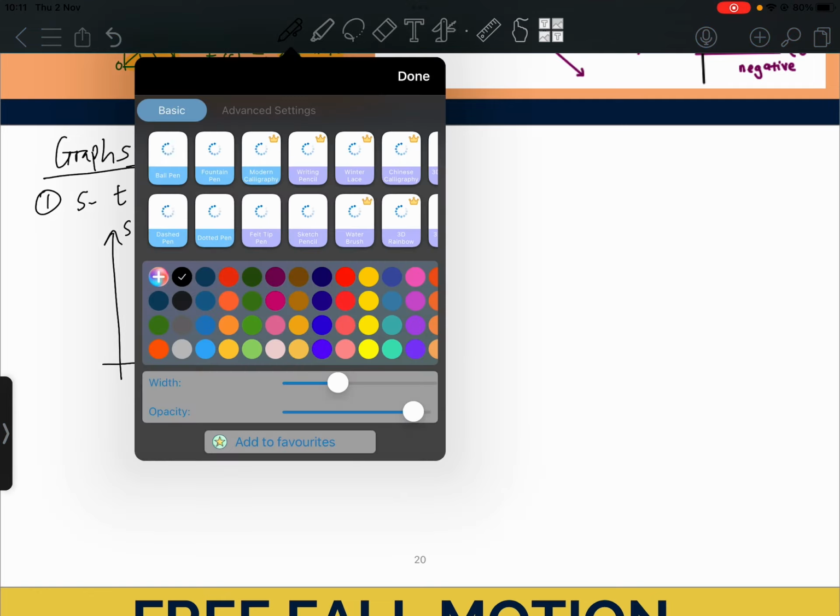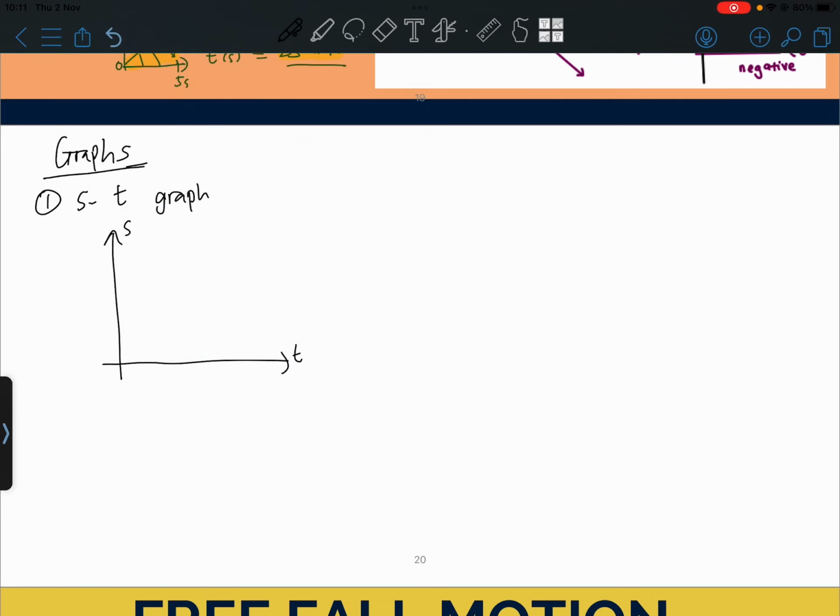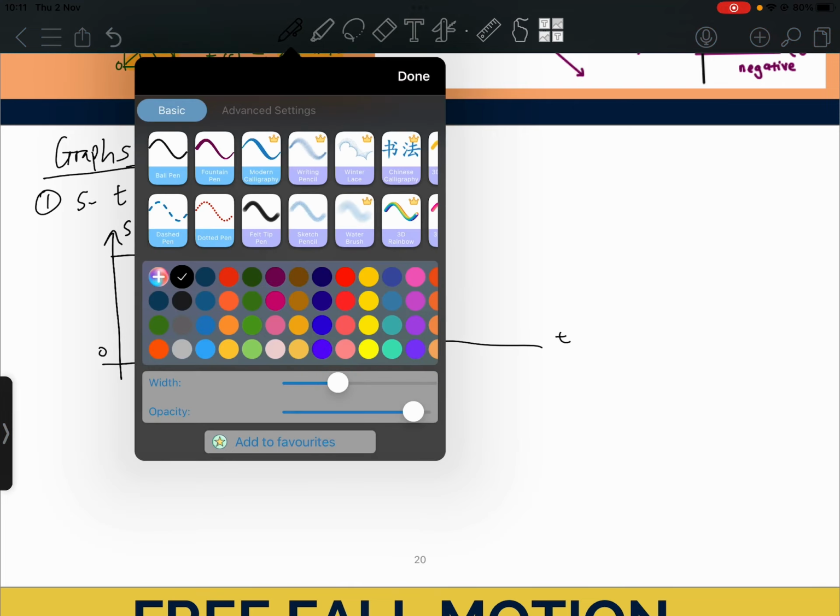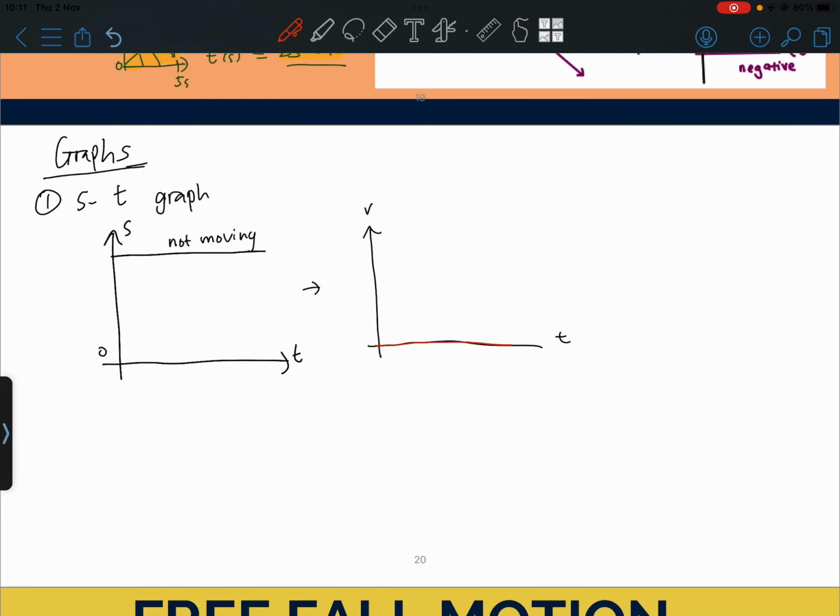For example, if you have a flat line, this means that the object is not moving, or stationary. So if you transfer into the VT graph, the velocity of course will be 0 because it's not moving. So we can transform from one graph to another graph, and the graph will look like this. The velocity is entirely 0 because it is not moving. The keyword is it's not moving.